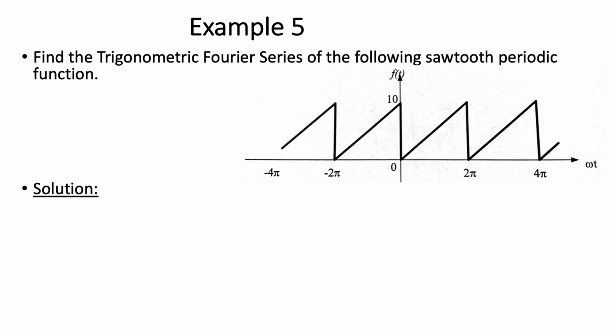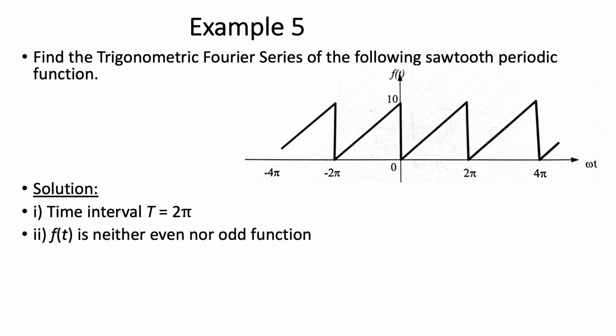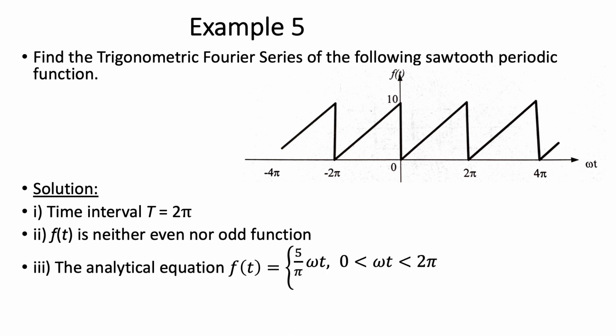To solve this example, let us start with some fundamentals for the signal. Time interval of the signal T equals 2π. f(t) is neither even nor odd function. The analytical equation is f(t) equals 5 over π ωt for ωt from 0 to 2π. The periodic function equation f(t) equals f(t) plus 2π.